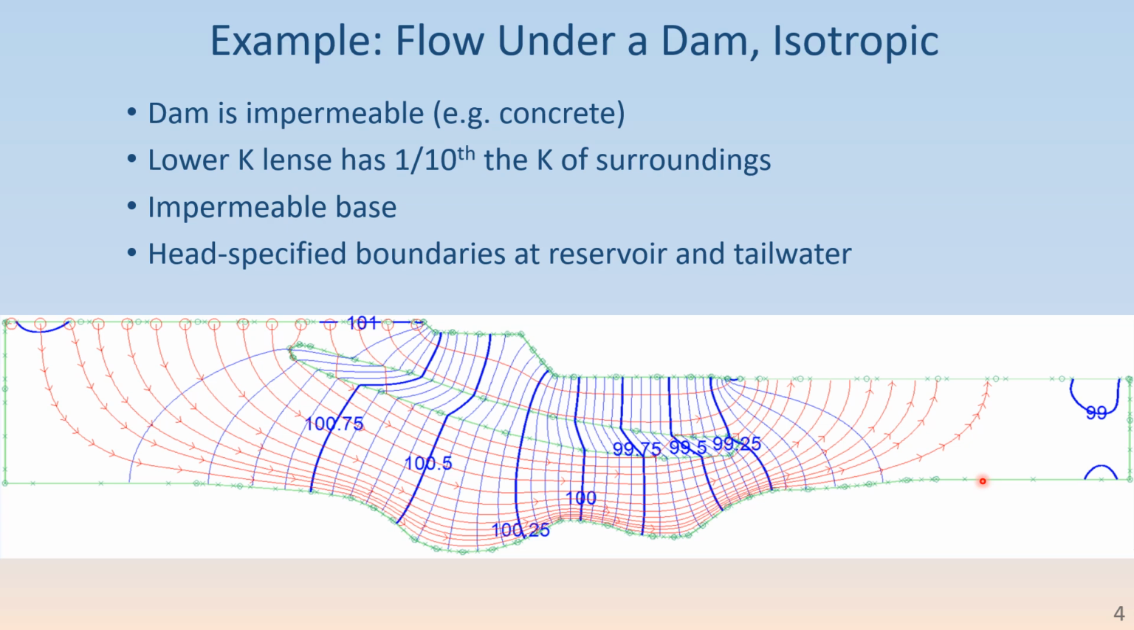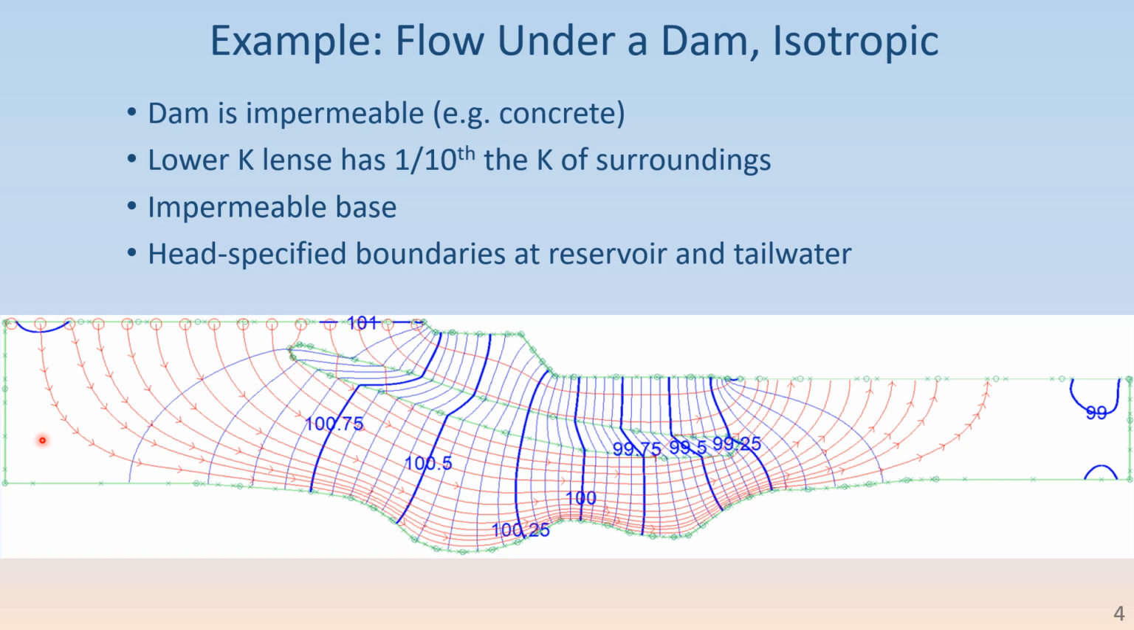This is the impermeable base to our aquifer underneath the dam, and it's irregular. And again, we have an impermeable boundary down this left-hand side, because we're getting far enough away that there's not much impact about where that boundary is.